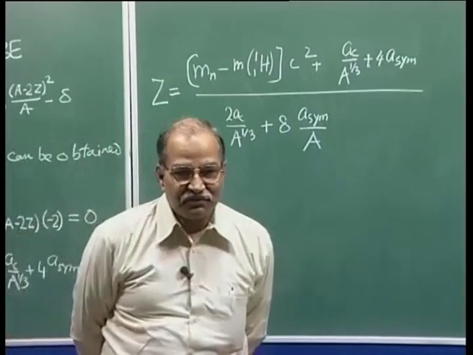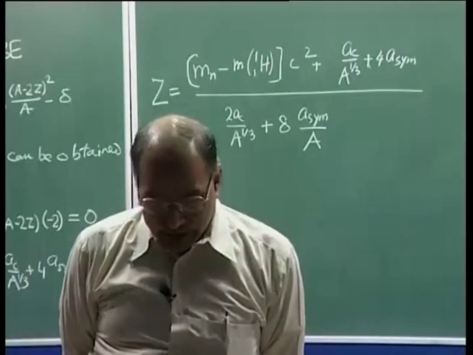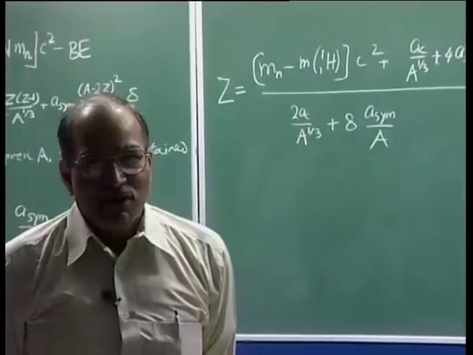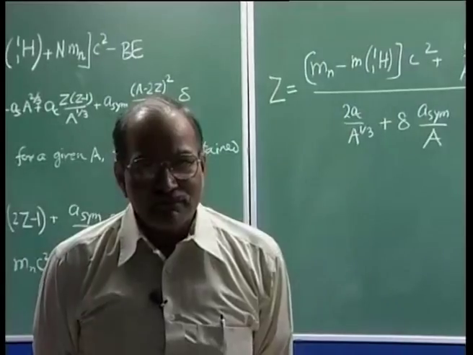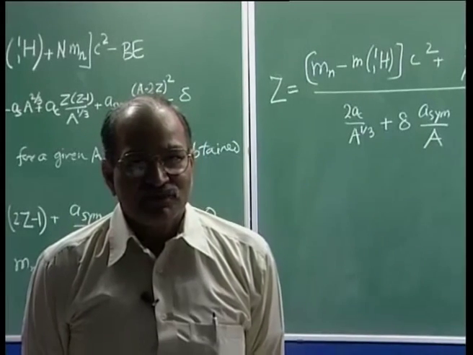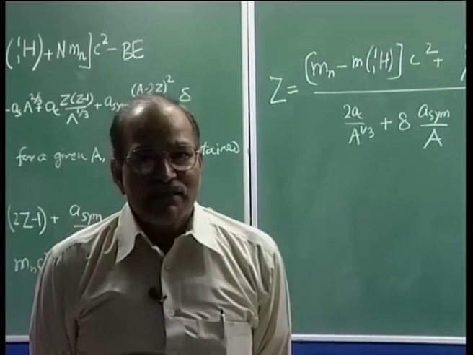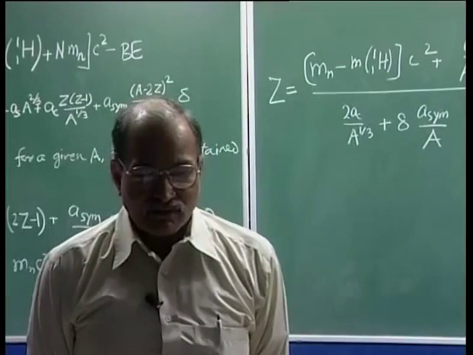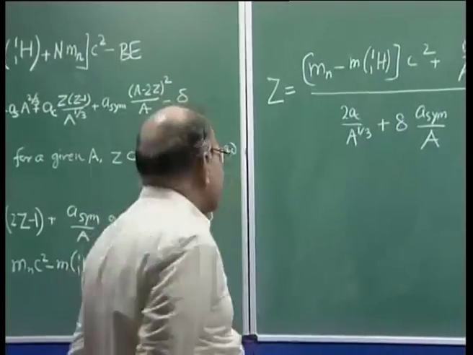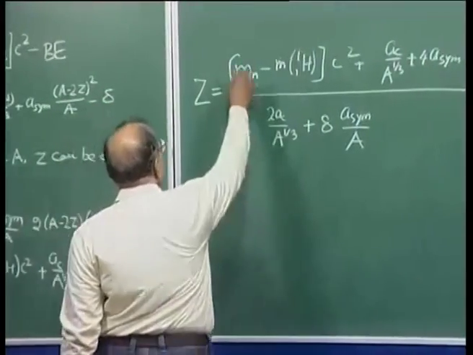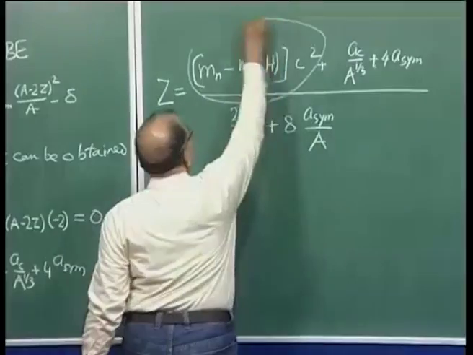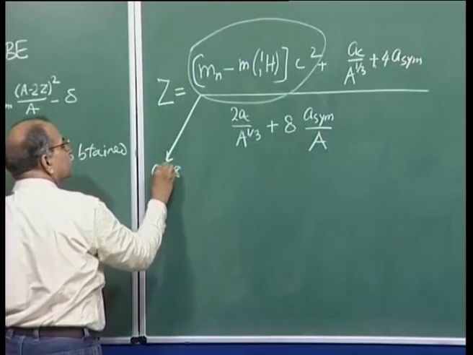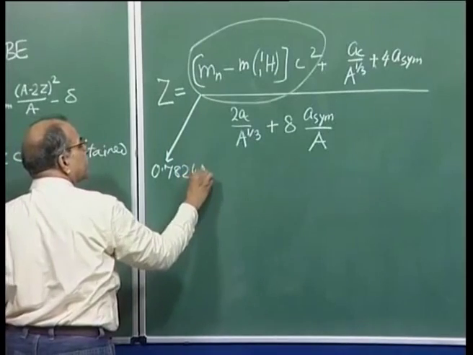Mass of neutron 1.008665 minus mass of that hydrogen atom, subtract, and multiply by 931.478. 0.78. Okay. So this portion is 0.7824 MeV.